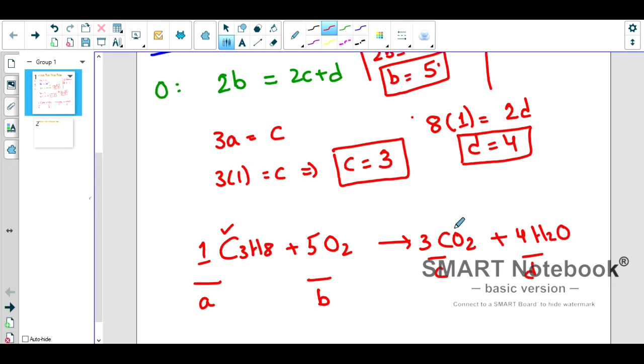You have 3 carbons, you have 3 carbons. You have 8 hydrogens, you have 8 hydrogens. You have 3 2s are 6, 6 plus 4 is 10, 10 oxygens here, and you have 10 oxygens here. So this method is called the algebraic method. If you want, let us solve another question.